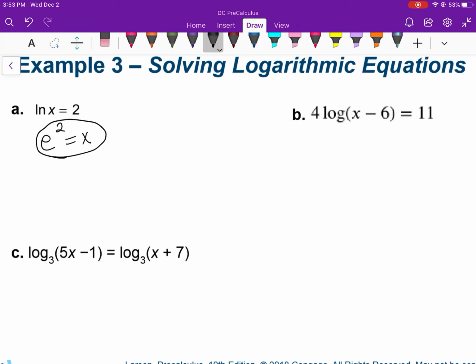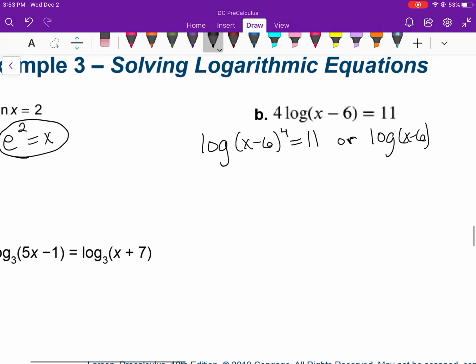On part B, you need to do something with the 4. You basically have two options. You can move it as an exponent, or you can divide by 4. So either way will get you the correct answer.